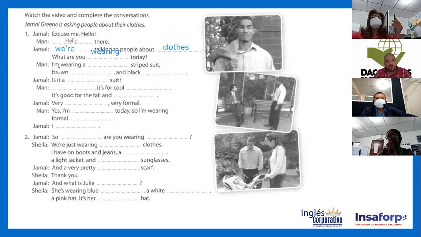The next one. I am, I'm wearing. I am... Gray. Yes, right. A gray striped suit, right? Okay, and a brown what? Tie. Yes, a brown tie. Then black shoes. Yes, right. Is it a what?